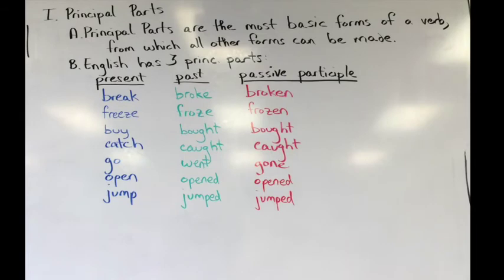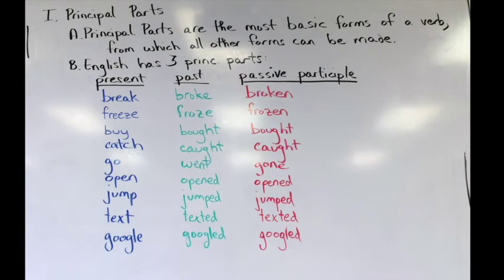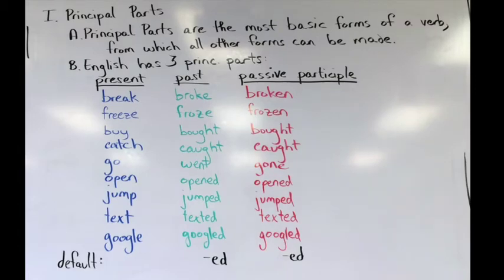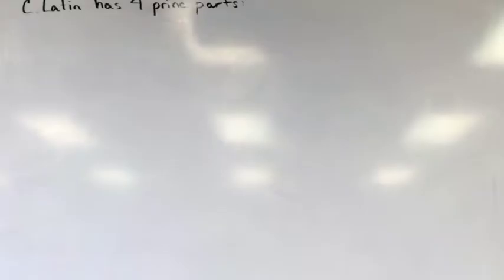In fact, we can say that ed as an ending is kind of a default for most English verbs. New English verbs, like the verbs to text or to Google, automatically take this sort of default ed ending. So for instance, the past of text is texted, and so is the passive participle. The past of Google is Googled, and so is the passive participle. So we can make a general rule that the default endings for the past and passive participle in English are ed.